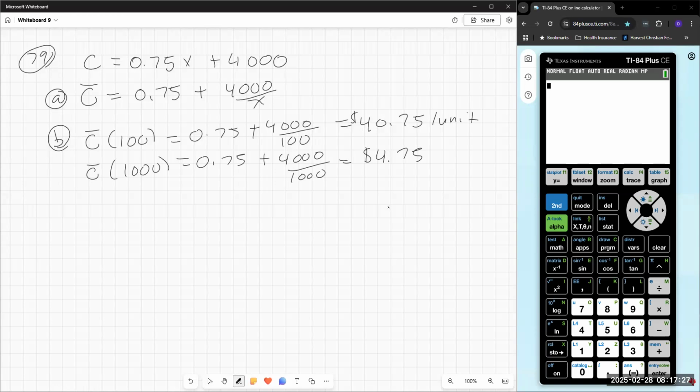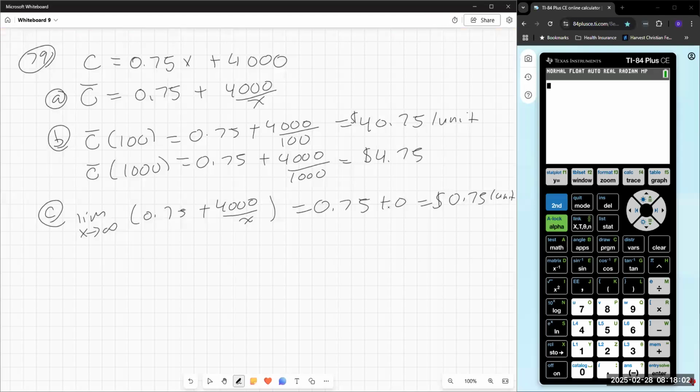And the question here for part C is to determine the limit of the average cost function as X approaches infinity. Limit as X approaches infinity, 0.75 plus 4,000 over X is 0.75 plus 0, as that goes to 0 as X goes to infinity, is 75 cents per unit. And what does that mean? Interpret that.